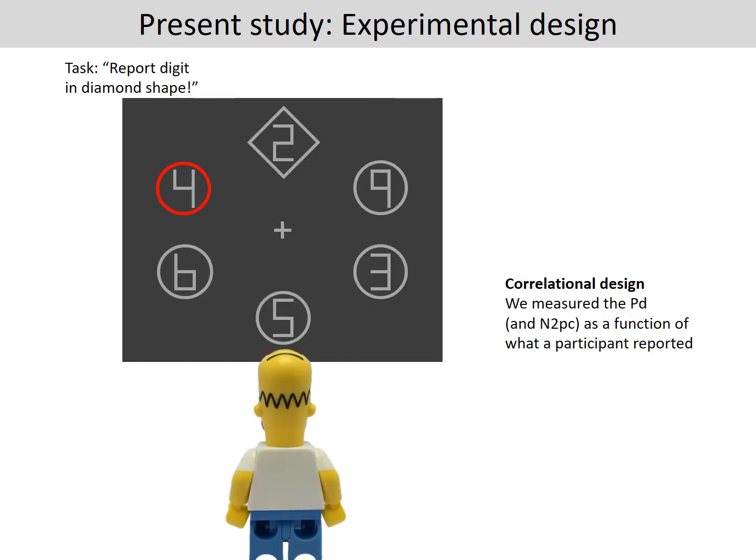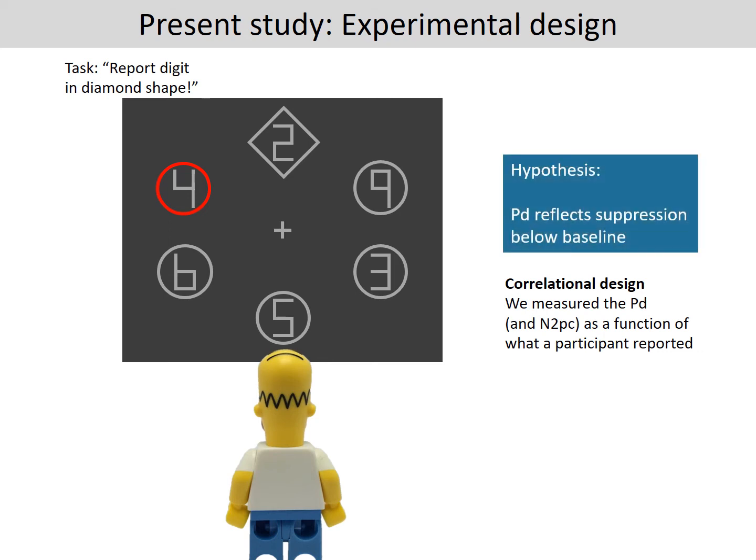In the present study, we wanted to have a closer look at how the PD responds to attending versus suppressing the salient distractor. Here, participants always, in 100% of the trials, had to find the target and report the digit within. Our hypothesis was that the PD reflects suppression below baseline.